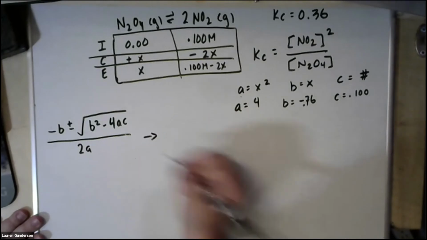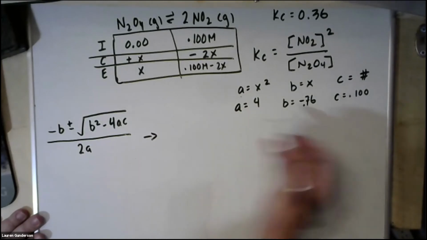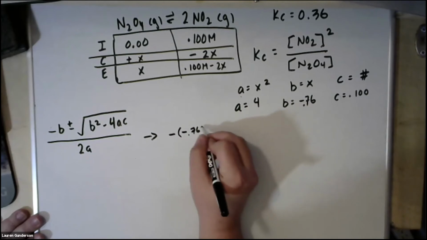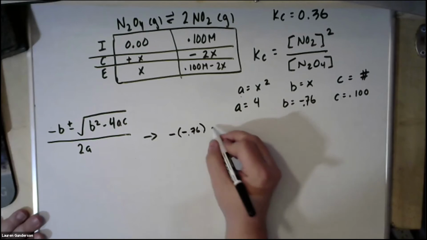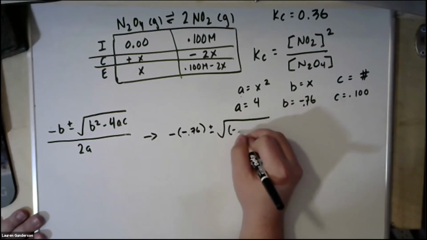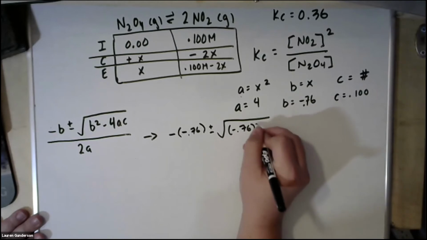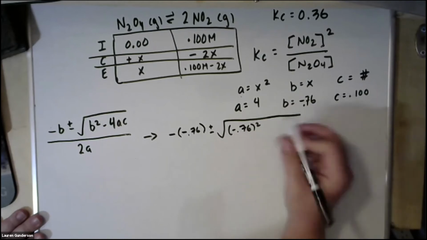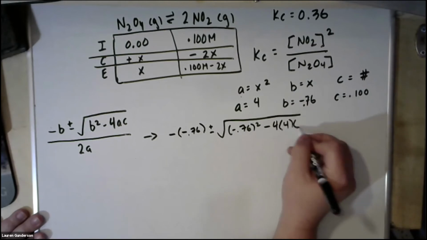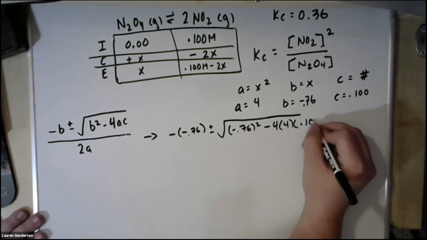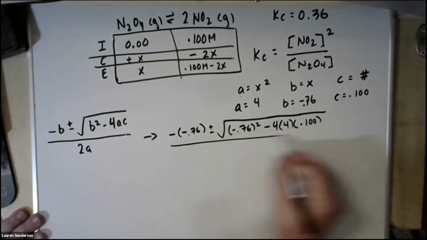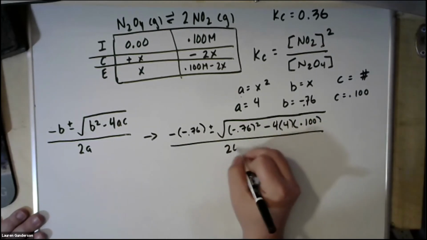So I'll make a little arrow and plug stuff in. So I'm going to have minus 0.76 plus or minus the square root of negative 0.76 squared minus 4 times 0.1, all over 2 times 4.